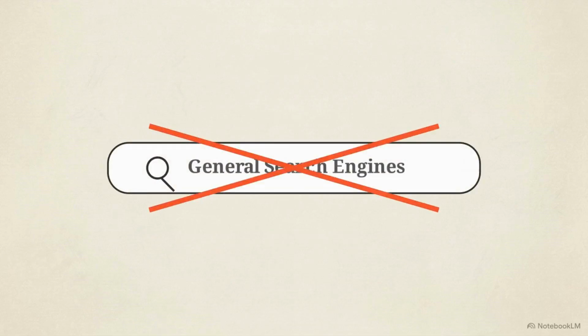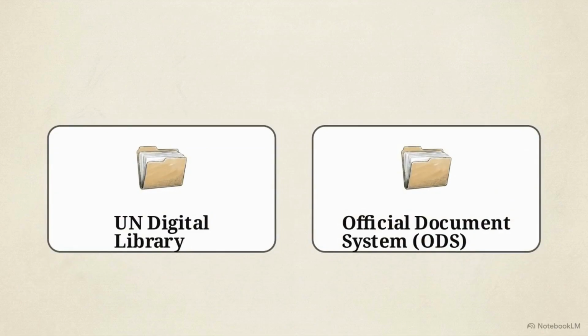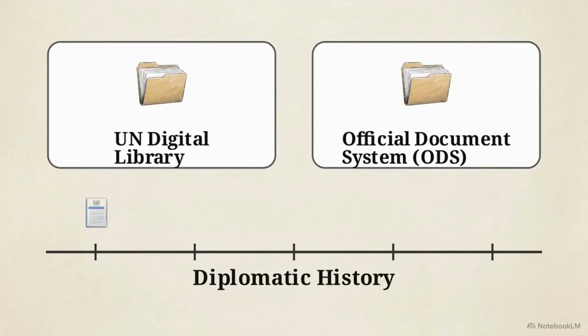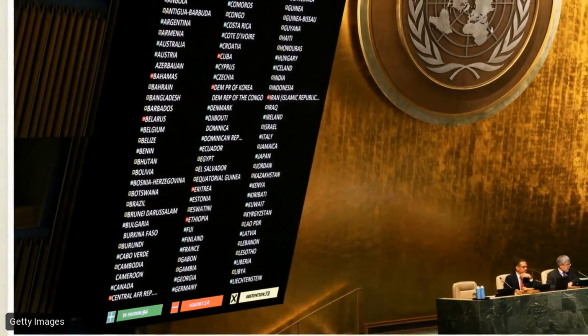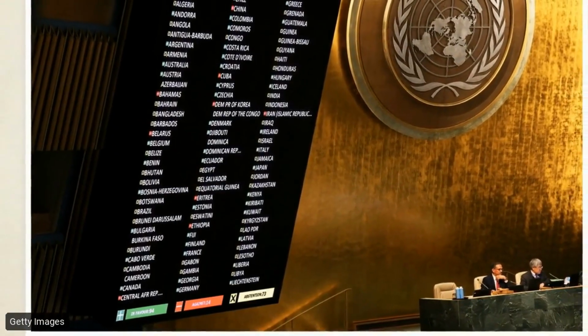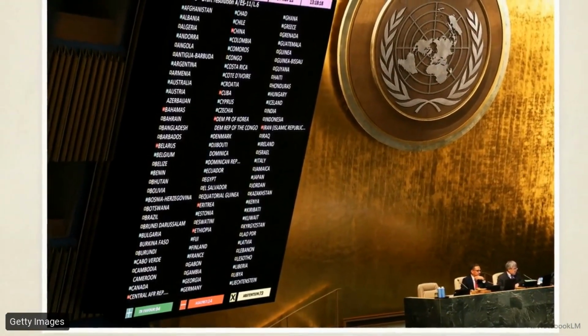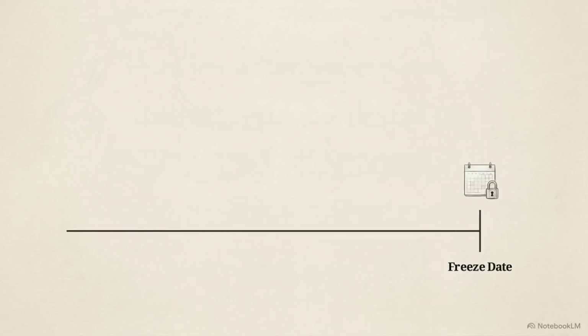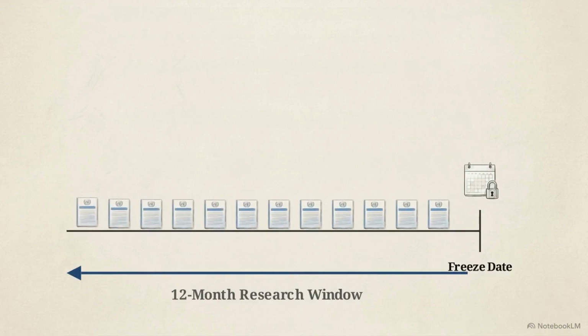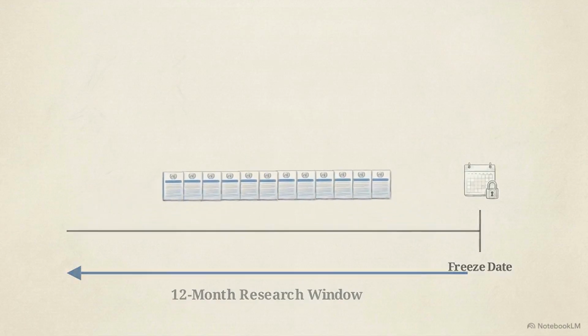Avoid general search engines and focus your research on the UN Digital Library and the official document system to map your country's specific diplomatic history. This electronic voting board shows the final tally, but the real intelligence lies in the explanations of vote, or EOVs. These records provide the official rationale behind every diplomatic stance. Tracking your nation's EOVs in the 12 months leading up to your committee's freeze date provides you with a bulletproof policy defense.